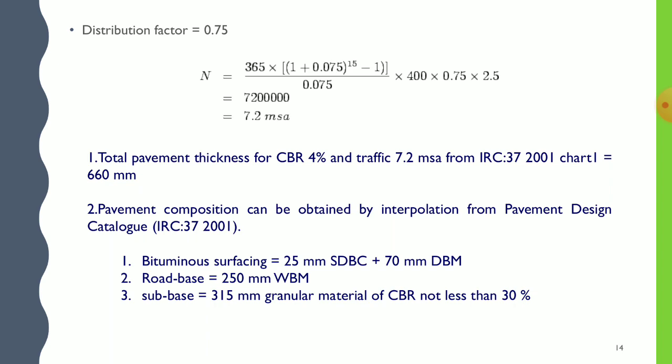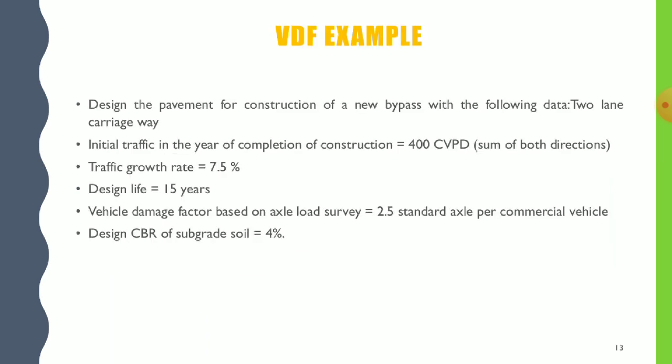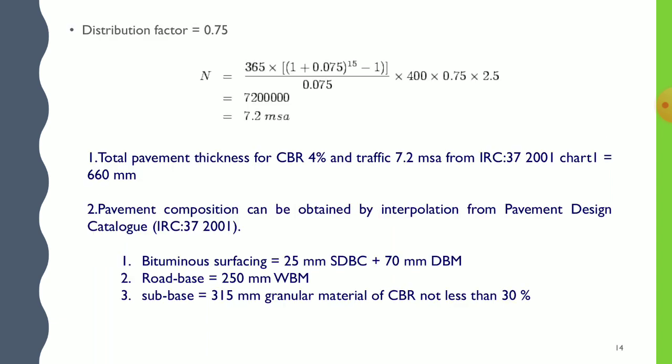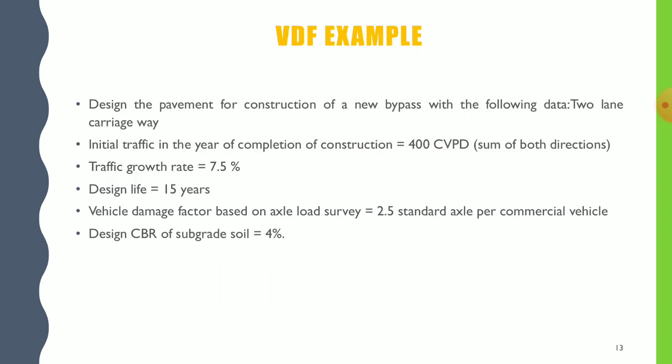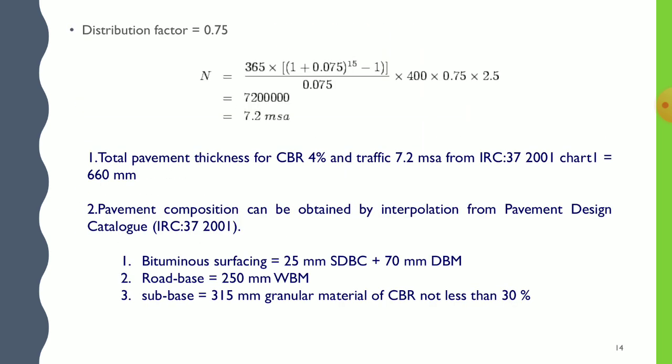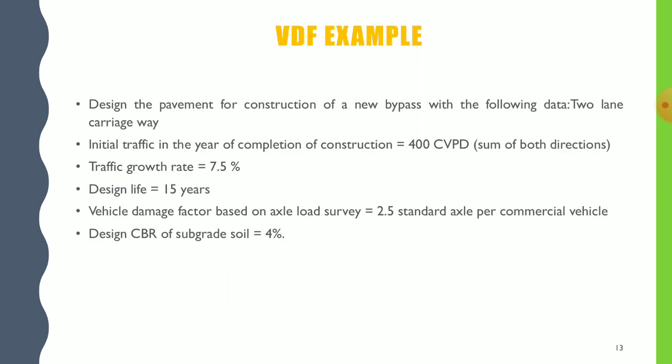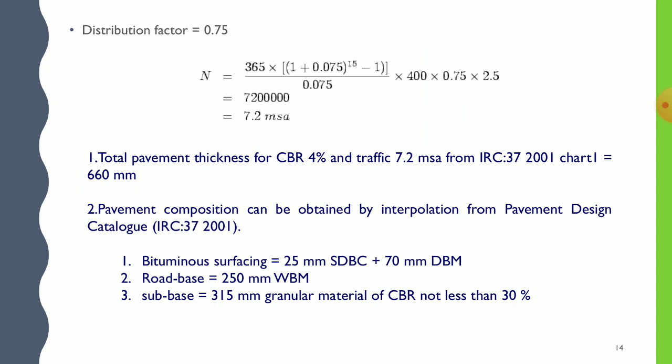minus 1) divided by R, which is the traffic growth rate, into 400, where 400 is CVPD, commercial vehicles per day, into 0.075 traffic growth rate, into 0.75, which is the distribution factor, into 2.5, which is standard axles per commercial vehicle. So when you input all these values in the formula, you will get 7.2 million standard axles, which is MSA.